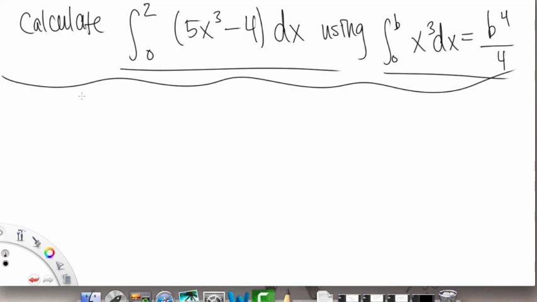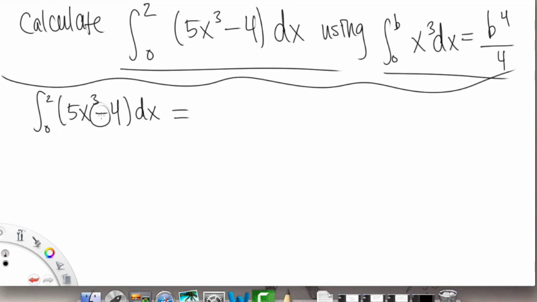The first thing we're going to do is apply some of the things that we know. The integral from 0 to 2 of 5x to the third minus 4 dx. First of all, we see this negative sign here, which is basically like adding a negative of something.